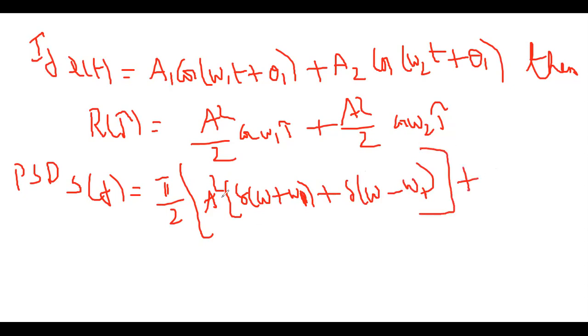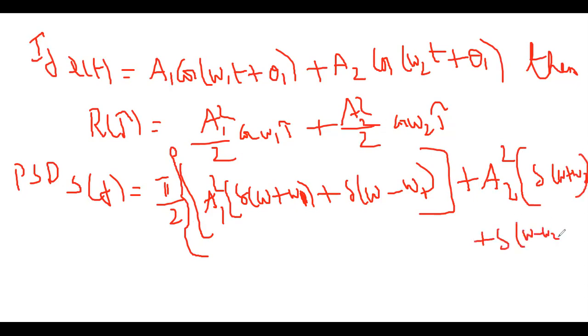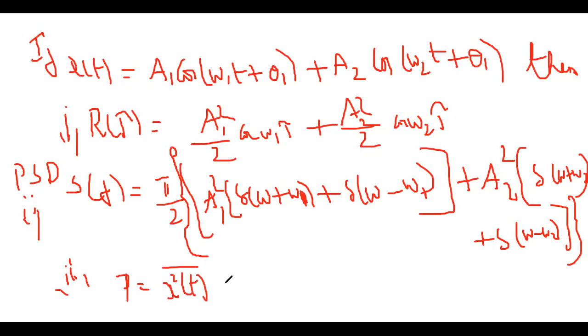plus, it's a total function, my dear students, a2 square multiplied with delta of omega plus omega 2 plus delta of omega minus omega 2. Got it? The first one is to find the autocorrelation function. The second one is the power spectral density. And the third one you have to prove is the power P, equal to x square of t whole bar, which is a1 square by 2 plus a2 square by 2. So this is a very important example. If you are lucky, you'll get it in the external examination also.